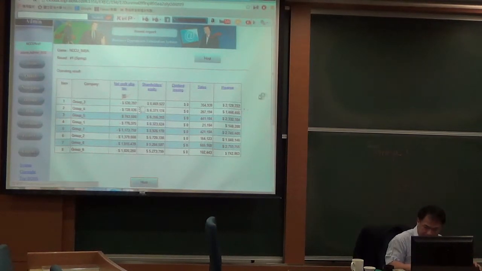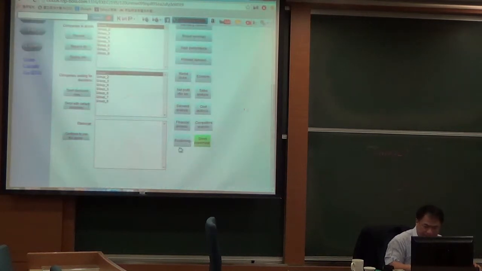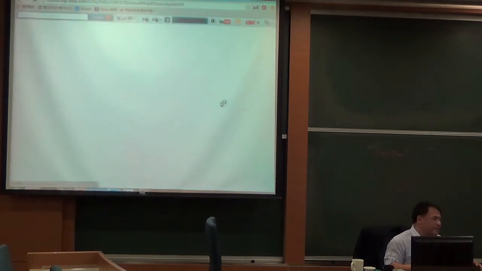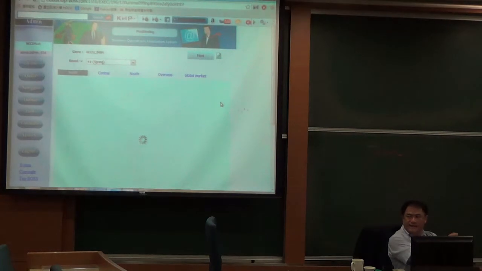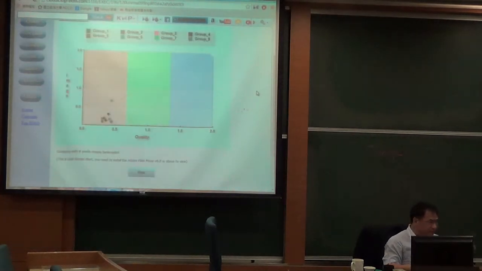Okay. Let's see the positioning. At the very beginning, 8 companies are in the same position, but after the first run, you see, this is the result. This is called the cluster analysis. That means in this chart, we're going to find out how many clusters are in the competition. A cluster means the companies within the cluster have very identical or very similar competition strategies.